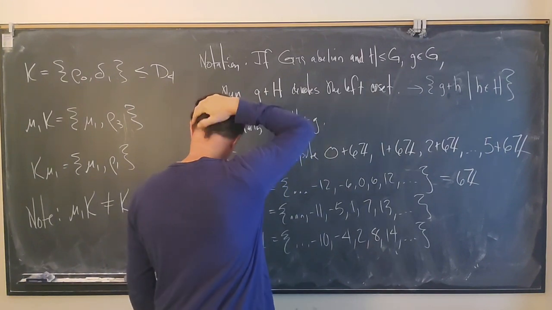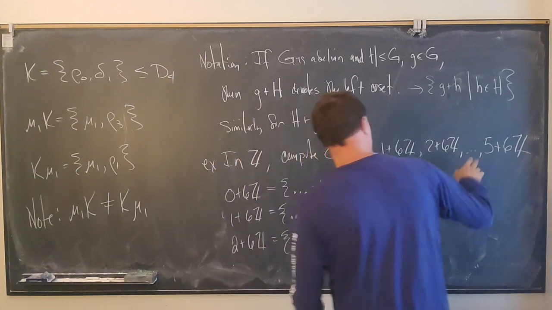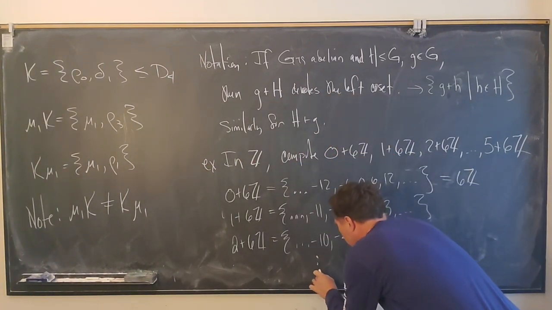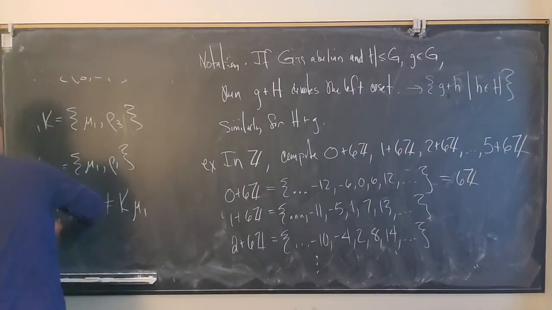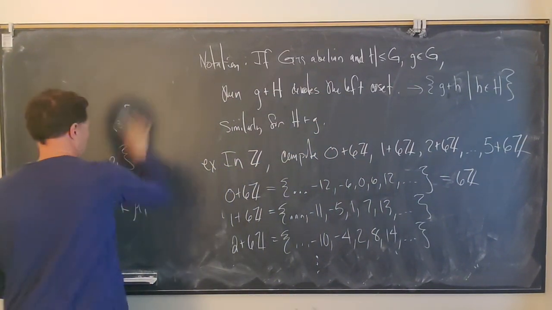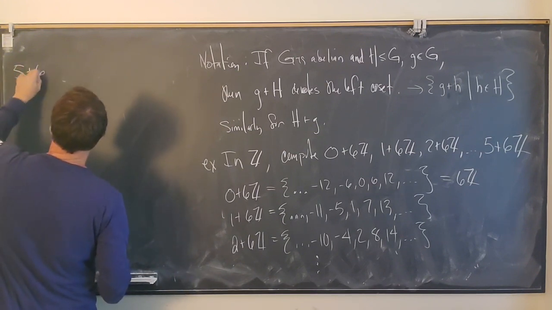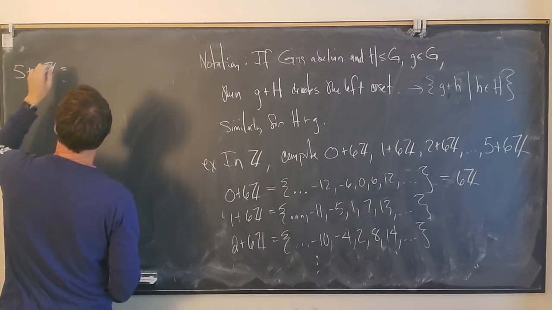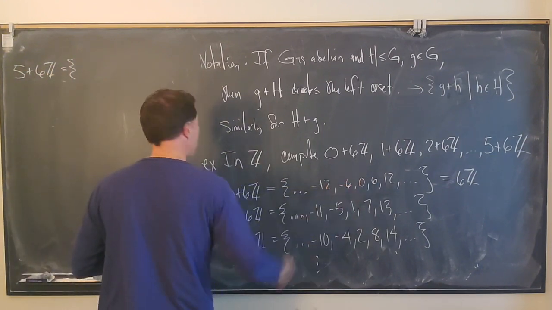I kind of gave it away, so I'm going to put dot dot dot here. I don't want to draw every single one of them. And then over here, I'd like to write down 5 plus 6Z. So 5 plus 6Z is equal to, let's see, I take all multiples of 6 and add 5 to that.